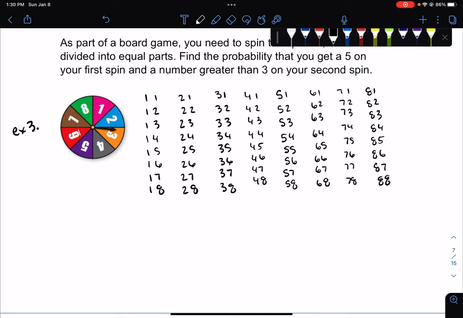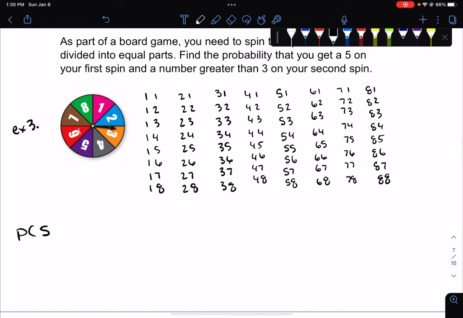to show what it is that we're calculating. So as part of a board game, you need to spin a spinner. It's divided into equal parts. Find the probability that you get a 5 on the first spin and a number greater than 3. So the probability of getting a 5 and then a number greater than 3. Well, I've already made the sample space for you.